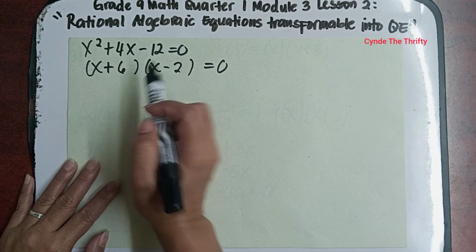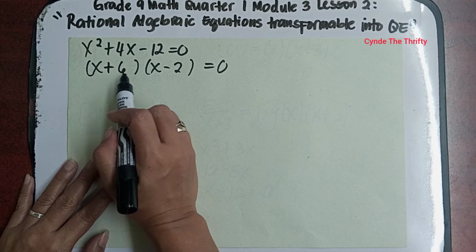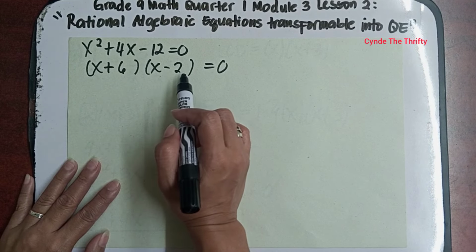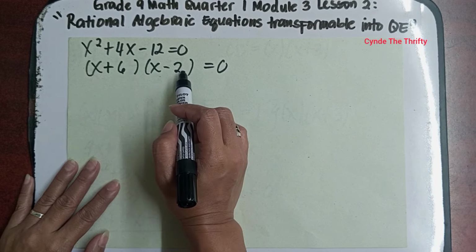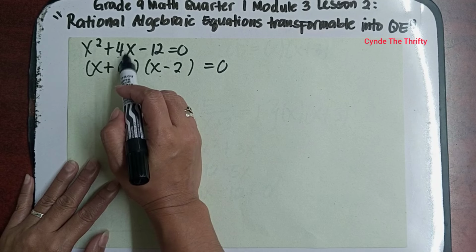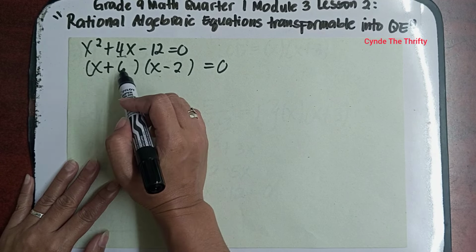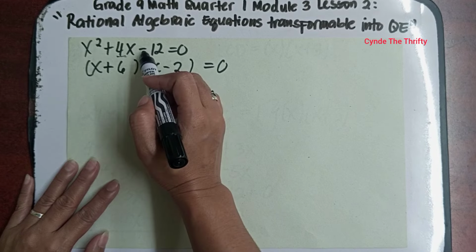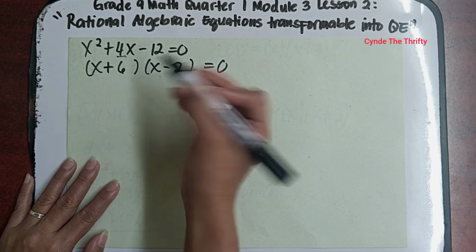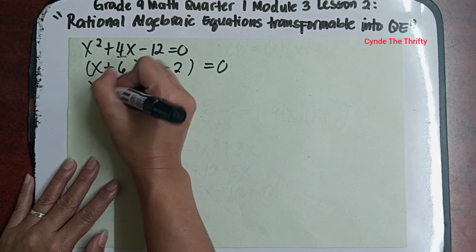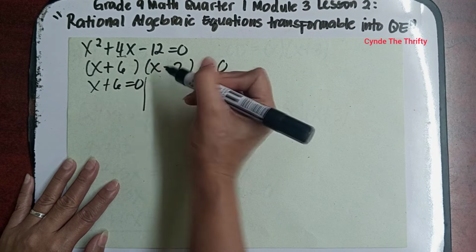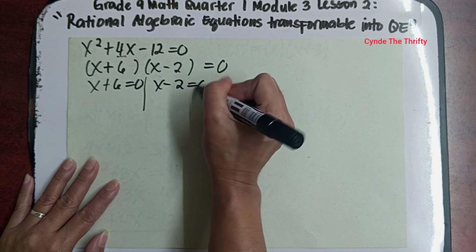Ito na yung factor ng ating quadratic equation. So, x plus 6 and then x minus 2. Okay? So, 6 and 2 ang ginamit natin kasi kailangan makuha ang linear term na 4. Kasi 6 minus 2 is 4. And then 6 times negative 2 is negative 12. Okay? So, i-equate lang natin siya into 0. X plus 6 is equal to 0 and x minus 2 is equal to 0.